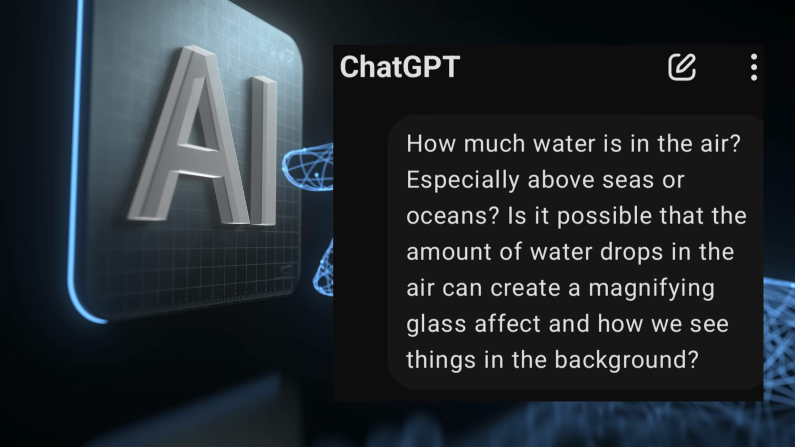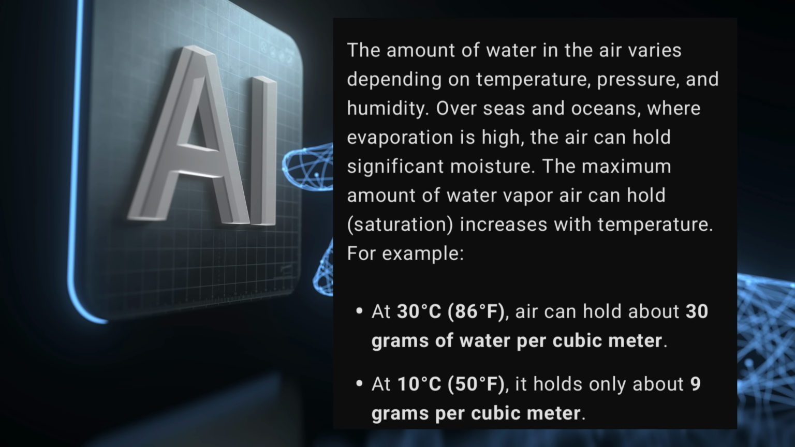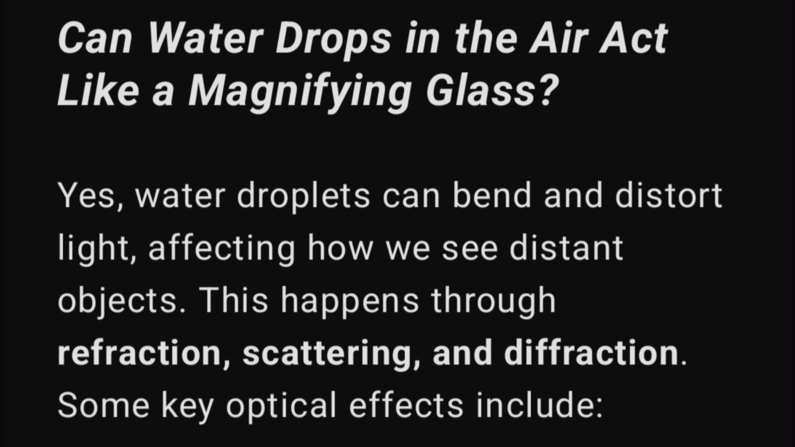And ChatGPT tells me this: the amount of water in the air varies depending on temperature, pressure and humidity. Over seas and oceans where evaporation is high, the air can hold significant moisture. The maximum amount of water vapor air can hold increases with temperature. For example, at 30 degrees Celsius, air can hold about 30 grams of water per cubic meter. At 10 degrees Celsius, it holds only about 9 grams per cubic meter. So this is already interesting. Can water droplets in the air act like a magnifying glass? Yes.